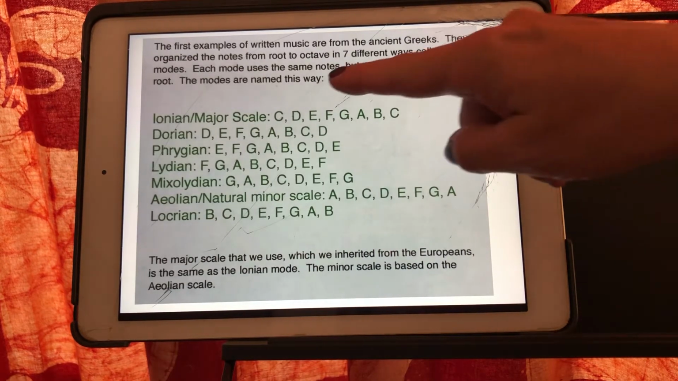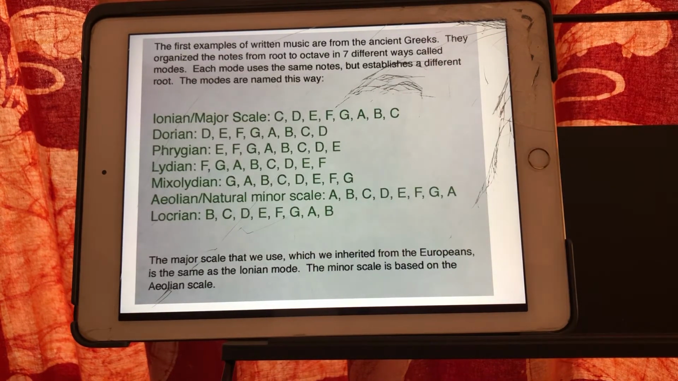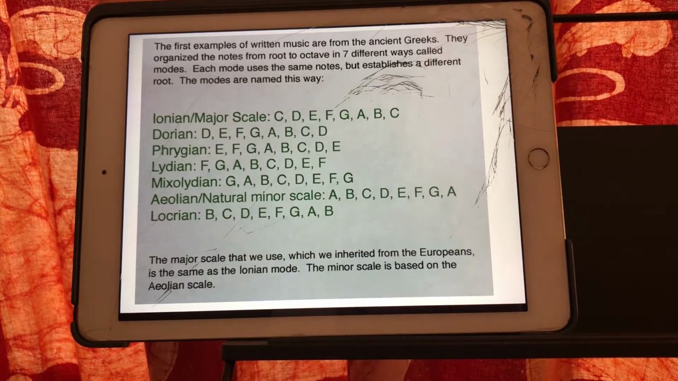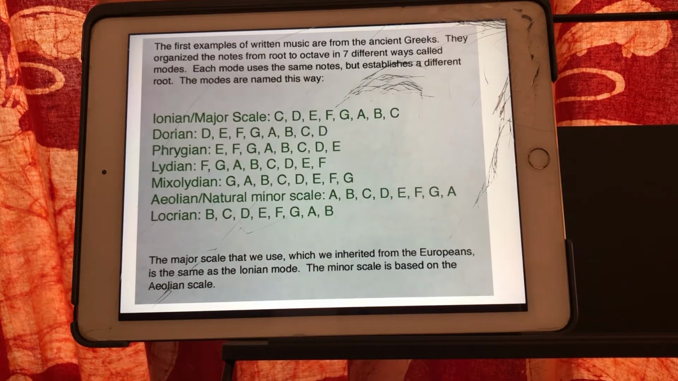So if we go to the 6th one, it's the Aeolian mode, and that is what we hear as the natural minor scale. It's just like the C scale, meaning the same pattern that you follow. You start on the 6th note and continue up.